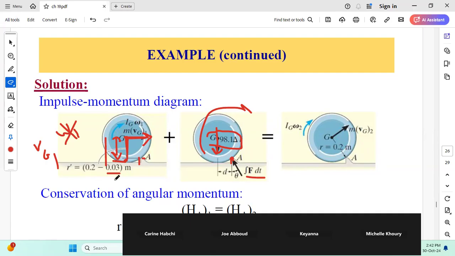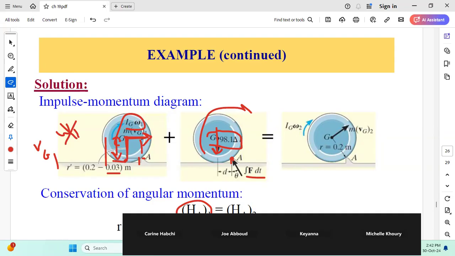So you need to add two terms. You need to add the Ig omega 1, which is the effect of rotation, plus the moment of the linear momentum about A, which is mvg times this distance. This is how you can get the total angular momentum at state 1.